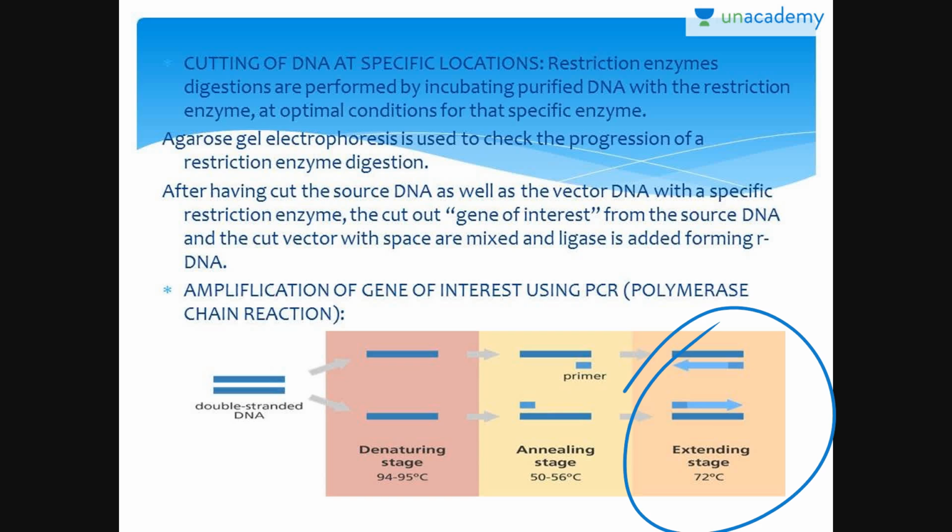Taq polymerase catalyzes the polymerization reaction using nucleotides, extending from the primer towards the 5' end of the template. Taq polymerase is a thermostable polymerase isolated from a bacterium called Thermus aquaticus. It catalyzes the polymerization reaction at 74 or 72 degrees Celsius.